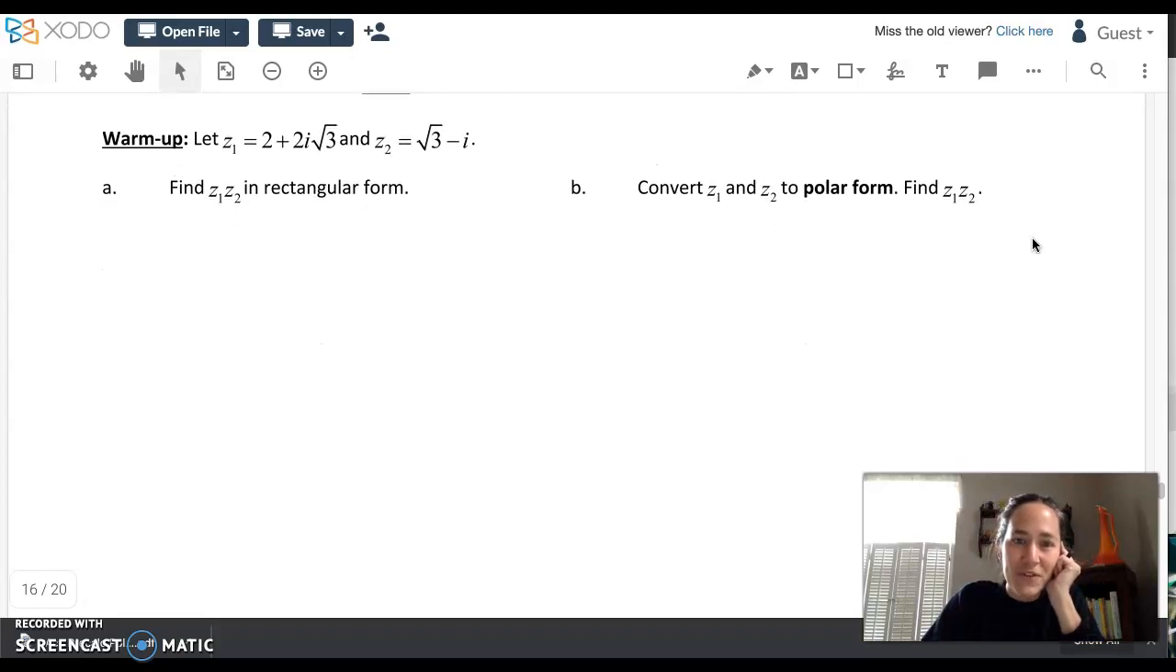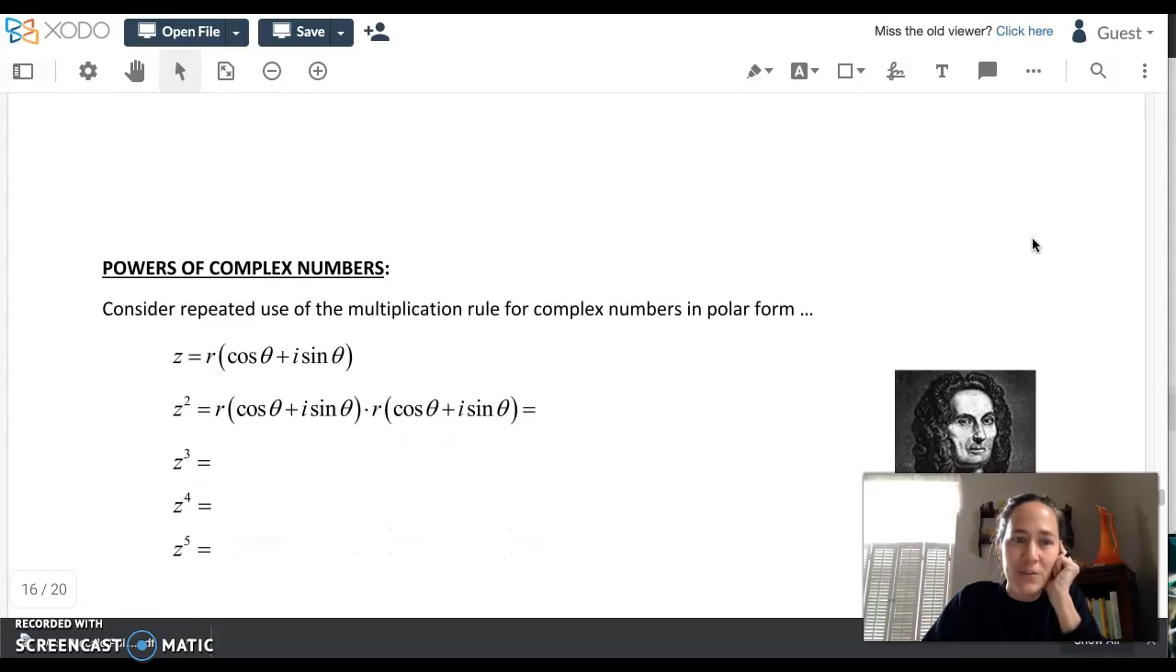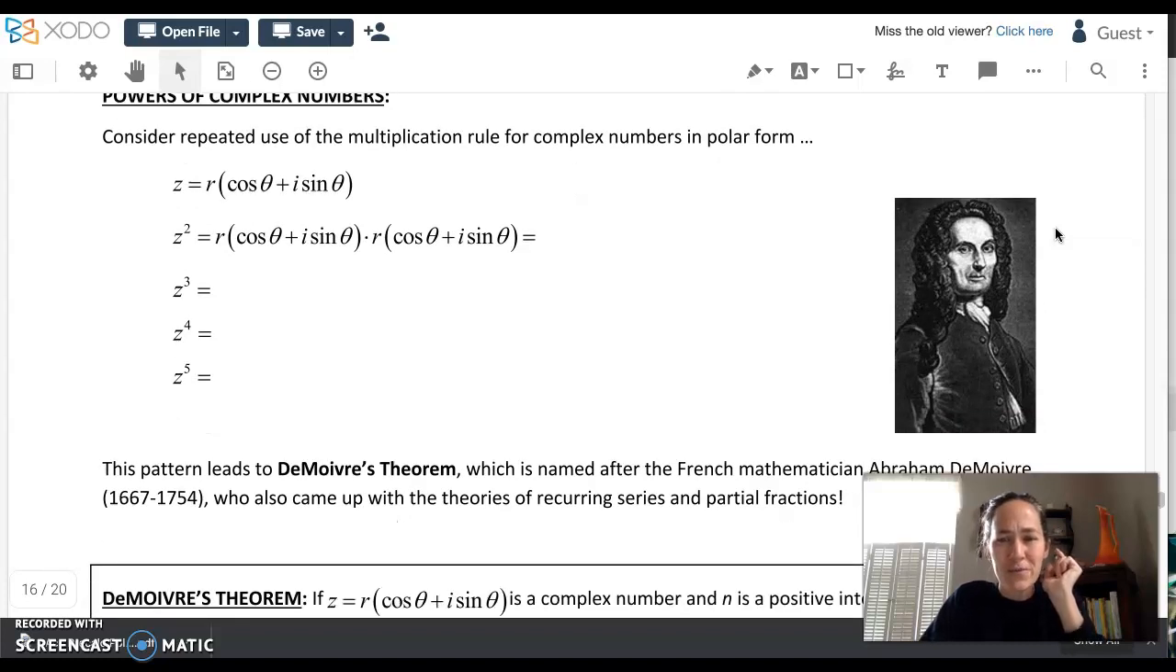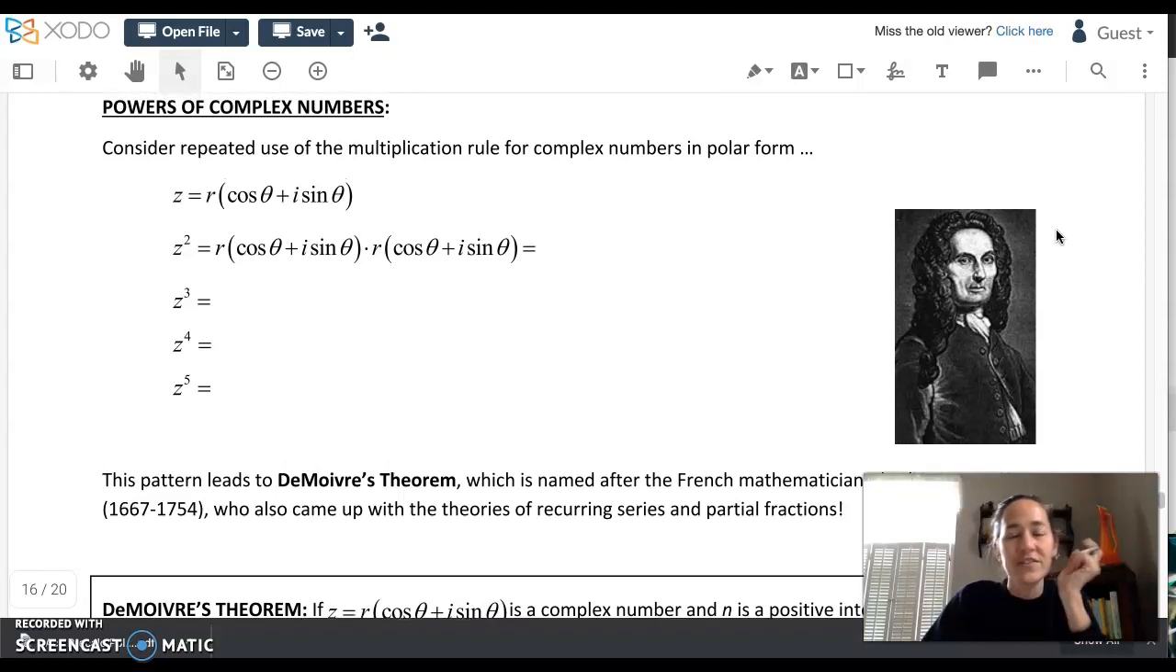As I scroll to the middle of the page where it says powers of complex numbers, here's where we'll start. You'll see a grimacing mathematician. That is none other than French mathematician Abraham de Moivre, who lived in the 1600s and 1700s. You can thank him for the theories of recurring series and partial fractions, which I seem to recall we didn't mind working with too much. And we'll look at this in a second.